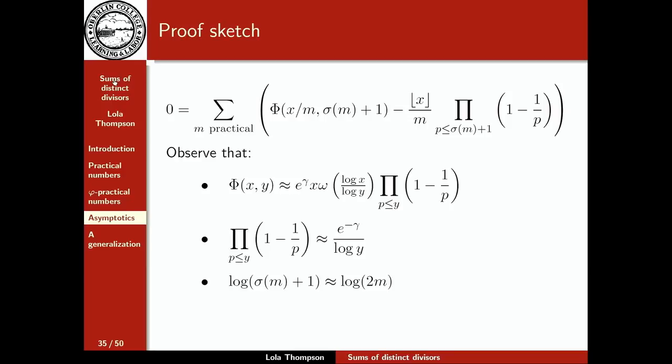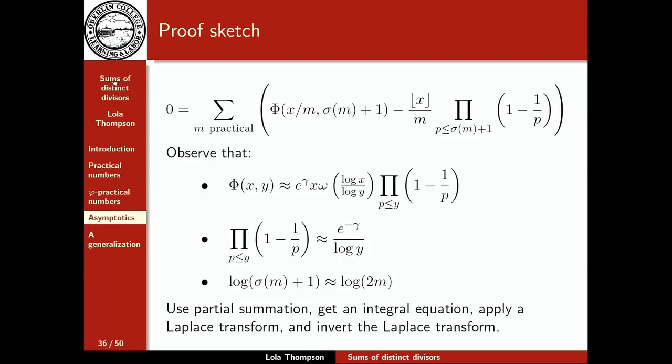And so we have an estimate for the count of the y-smooth numbers up to x. We have an estimate for the product of the 1 minus 1 over p's going up to y. And then we have an estimate for the log of sigma of m plus 1. So we can use all of those, and then we get a nicer looking expression. But then we still have to use partial summation, get an integral equation, apply a Laplace transform, and then invert the Laplace transform. So that's what Weingartner does in order to get his asymptotic.